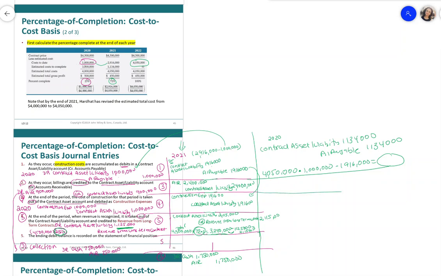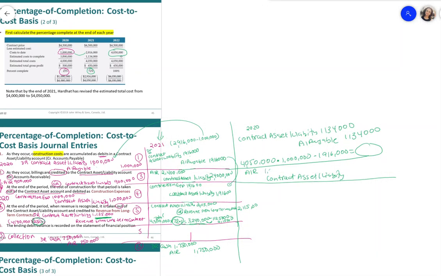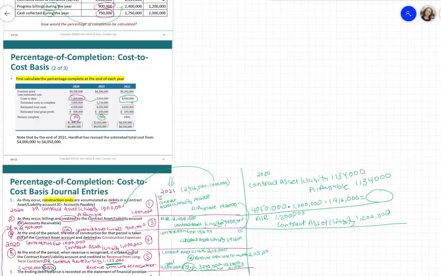Then the second entry is we needed to bill it. So now we have a debit accounts receivable, and credit will be your contract asset / liability. If that's the case, we needed to go up, and it is 1.2 million. So it is 1.2 million, and this is 1.2 million. And then what we did is we also collected at the same time.